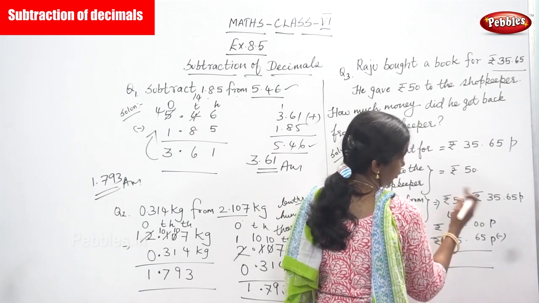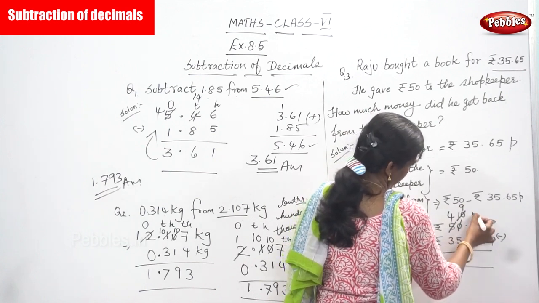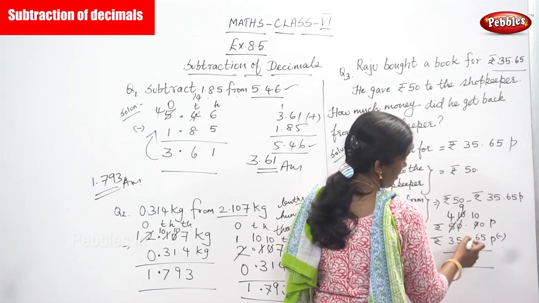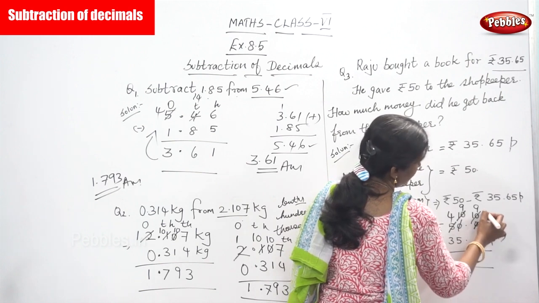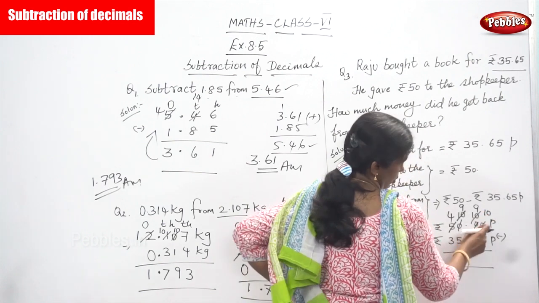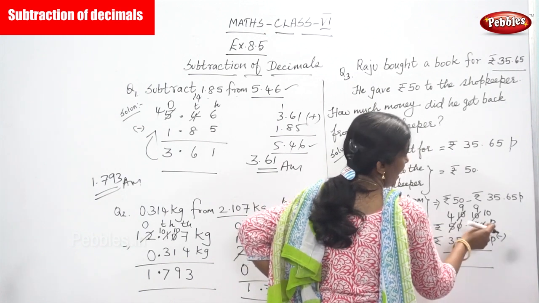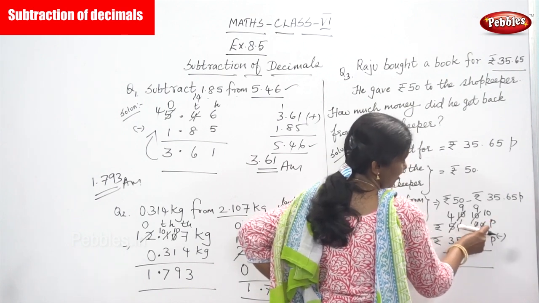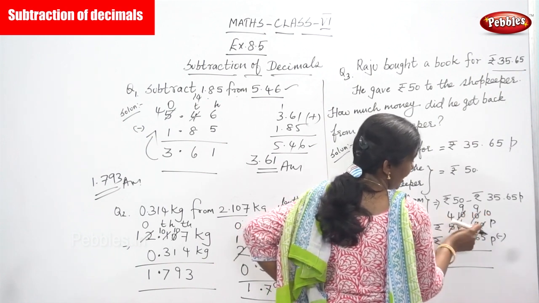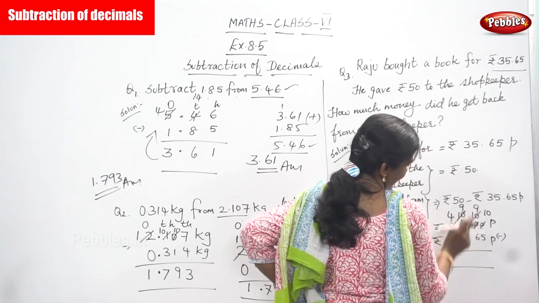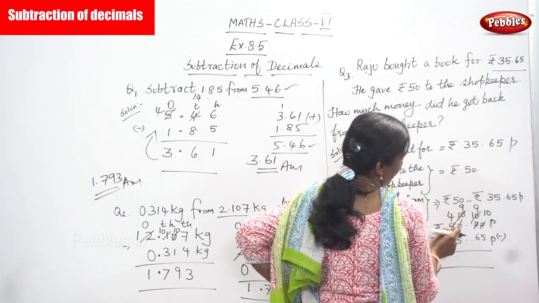From this 10 I have to borrow 1, so this 10 becomes 9, and this 0 becomes 10. From this 10 I have to borrow 1, so this 10 becomes 9, and this 0 becomes 10. After the point, we call it the decimal point. So this is tens and this is hundreds. The hundreds place value is 0, so this 0 becomes 10, and the tens place, already I have written 10, becomes 9. And the whole number 0 becomes 9 and 5 becomes 4.